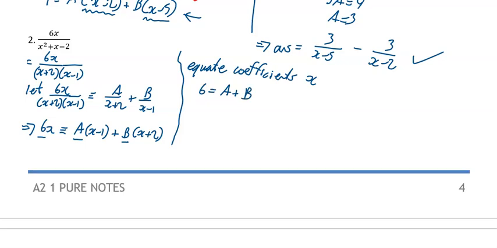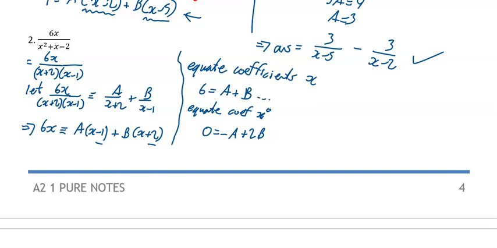Next thing I'm going to do is equate the coefficients of x to the 0. So x to the 0 confuses people, so I'll explain what that means. Equate coefficients of x to the power of 0. Your x to the power of 0 is just your numerical terms. So if you look on your left hand side, you have no numerical terms, so it's 0. On the right hand side, you'd have minus 1 times a, and you'd have 2 times b. So you'd have minus a plus 2b.